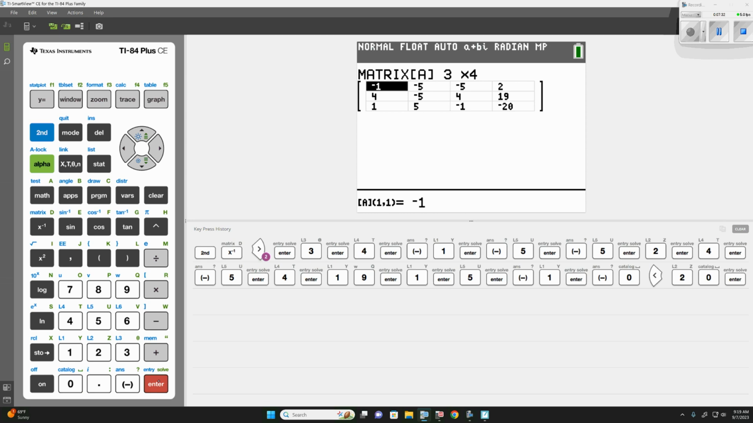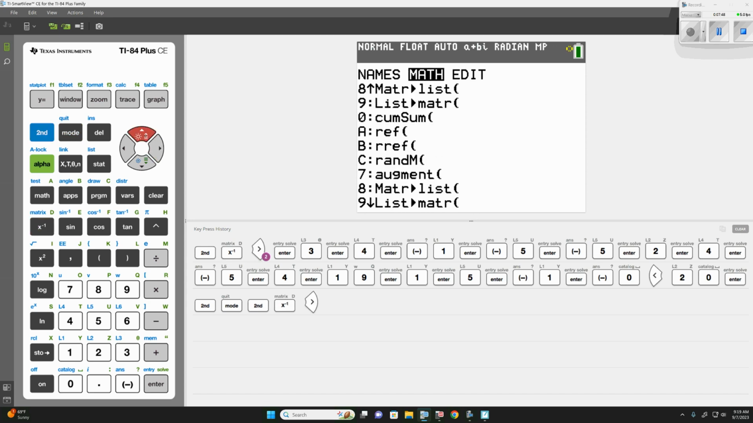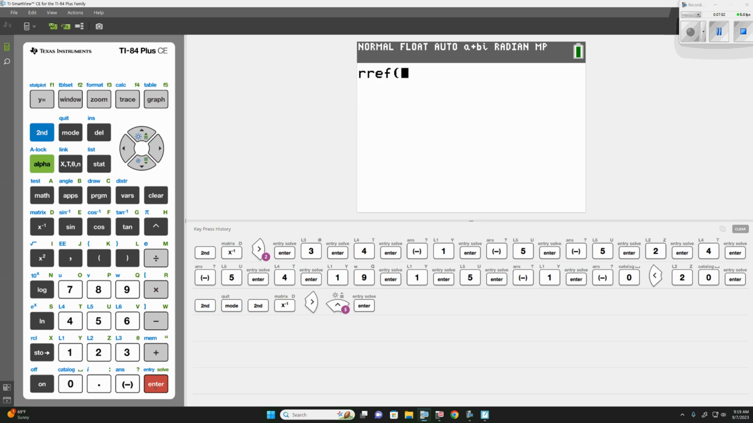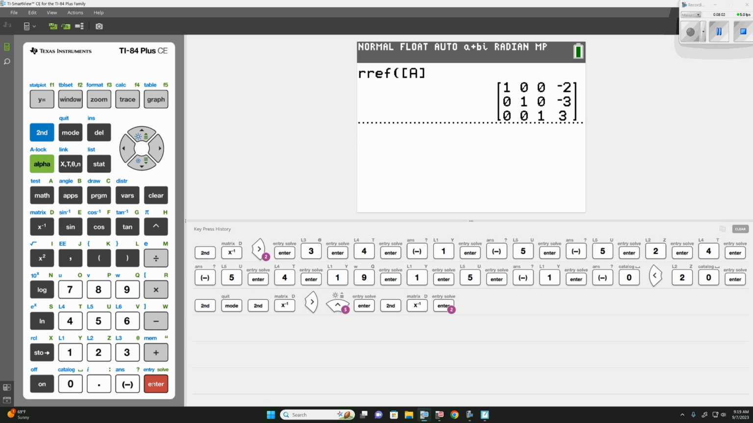Questions on how we type this in? Some of y'all might find it helpful to write the steps out on the note sheets, because again, you get to use the note sheets on the test. And once we have the whole thing typed in, we're going to go second quit back to the home screen. Second matrix. This time, we're going to find REF and hit enter. But before we hit enter again, we've got to plug in the matrix we want to apply this to. So we'll go second matrix, A, enter. And we get this here.